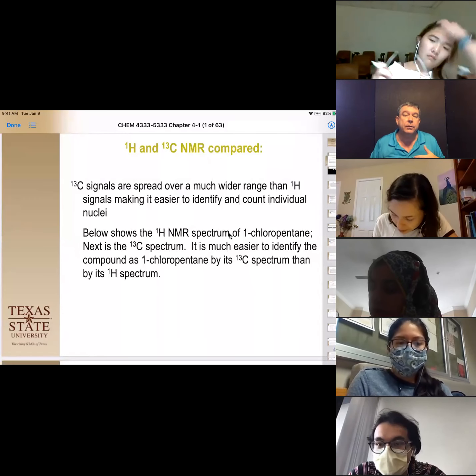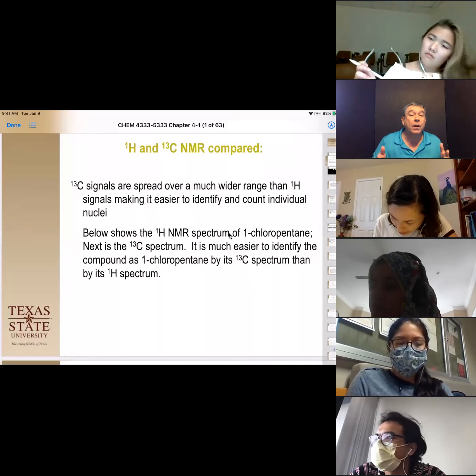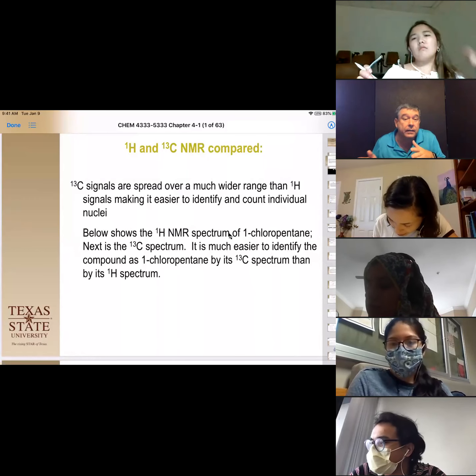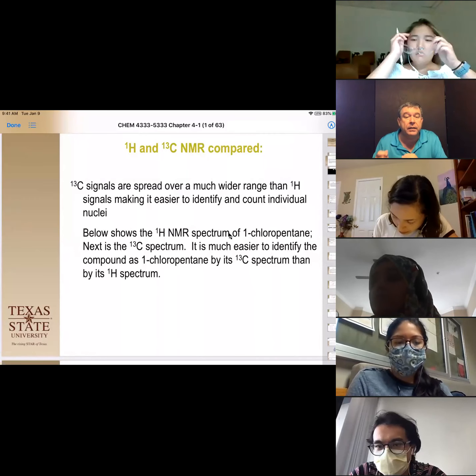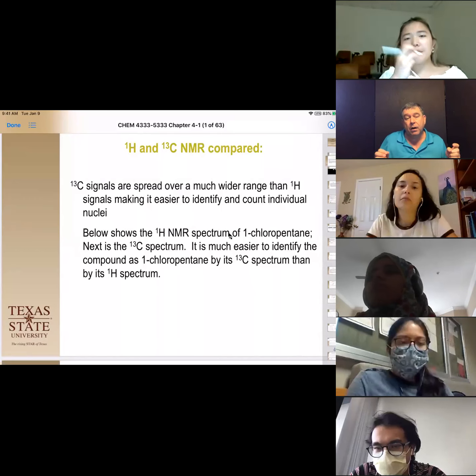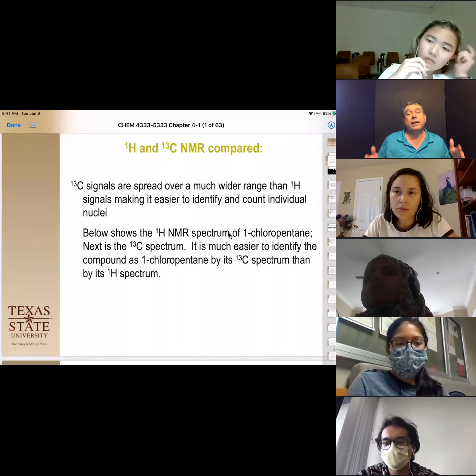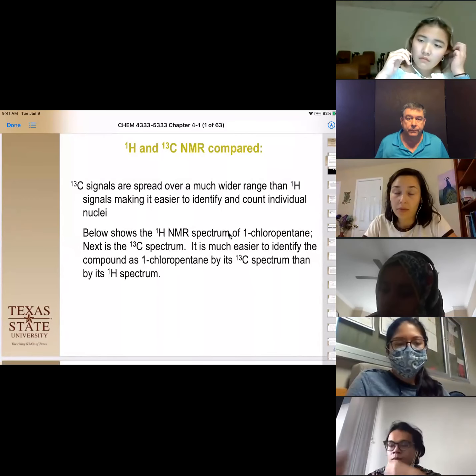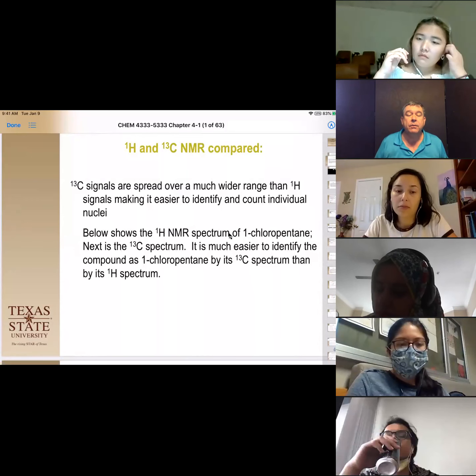where our coupling constants in our hydrogen or proton NMRs were 1 to maybe 40 hertz if it was coupling with a fluorine, so those were really, really small. In carbon, our coupling constants start at like 150 hertz and get bigger. So that's a significant difference there.